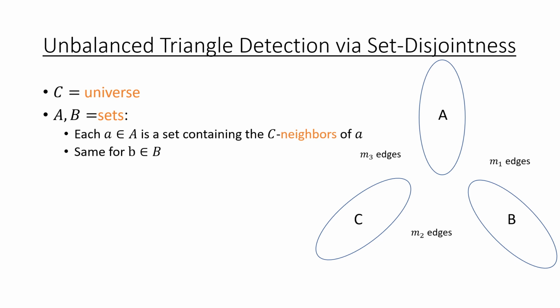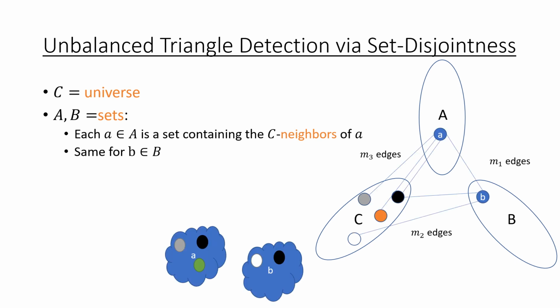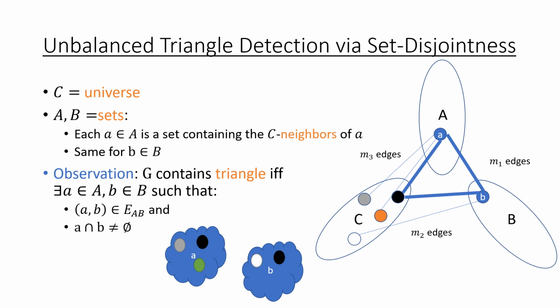We first set the vertices in C to be the universe, and for each vertex in A or B, we create a set that contains all of the neighbors from C. So for example, the set of lowercase a is the set of neighbors of A, which are the three colors over here, and the set for lowercase b is defined in a similar way. The rest of the reduction is based on a straightforward observation that the graph contains a triangle if and only if there exists a set from A and a set from B that are not disjoint.